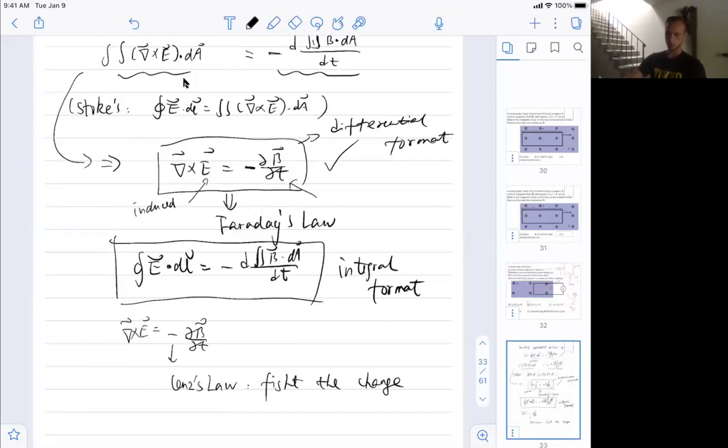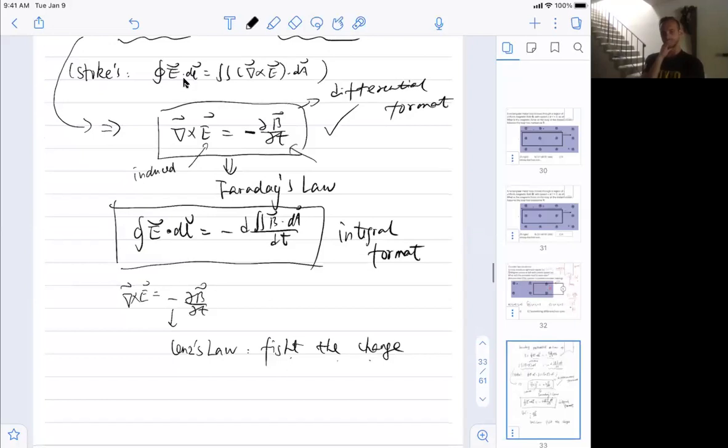If the change is to increase your B field, then to fight that change, you want to induce an E field that's opposite to the B field. If the change is to decrease your B field, then opposing that change is to help out the B field that you originally had. So Lenz's law is really just talking about the negative sign. Together, it is Faraday's law. We'll talk a little bit more about Lenz's law later. We'll have more examples to practice the idea of what we mean by fighting the change.